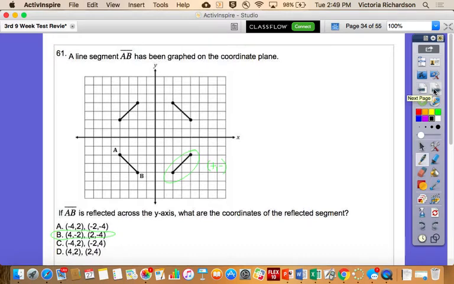61, line segment AB has been graphed and it is reflected across the y-axis. What are the coordinates of the new one? So we start here in the 3rd quadrant. If we reflect across y, it's going to be in the 4th quadrant, which means all your ordered pairs are going to be positive, negative, and so therefore your answer is B.